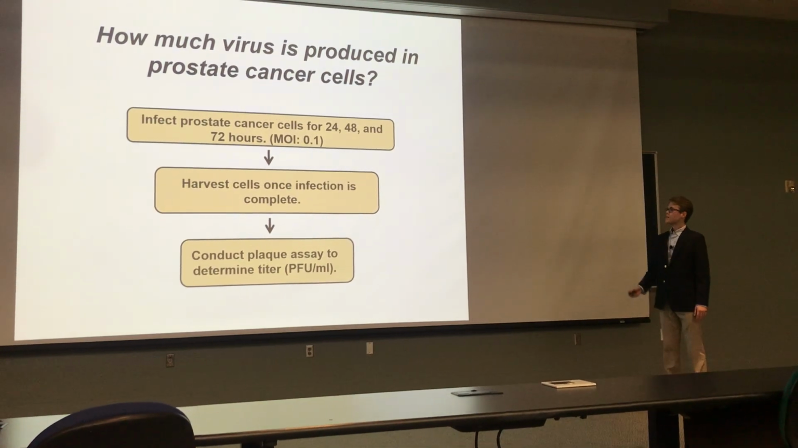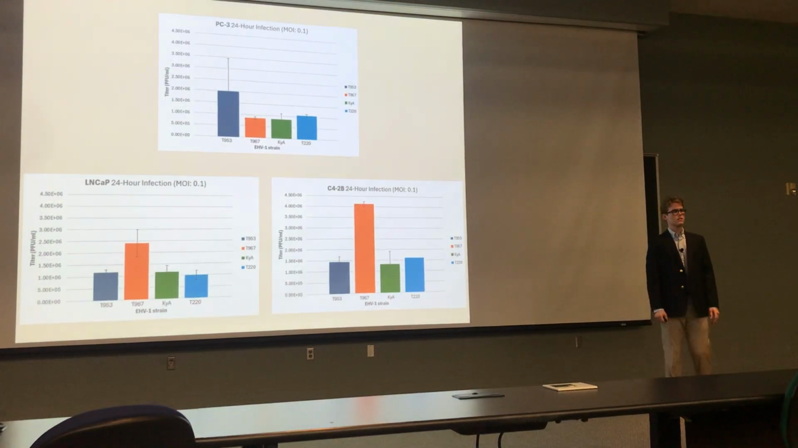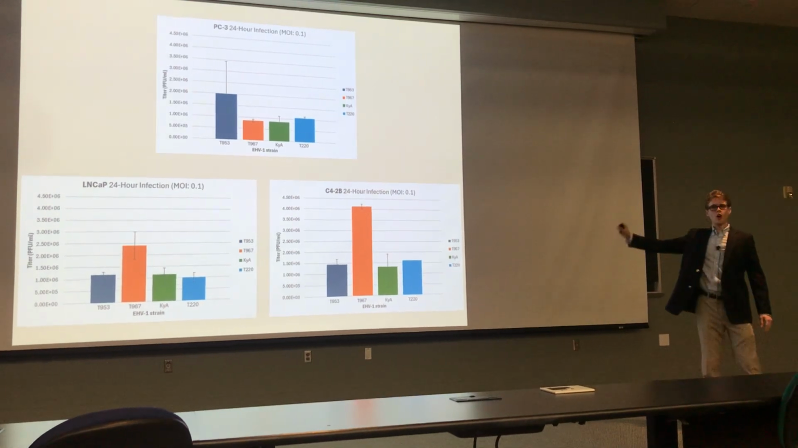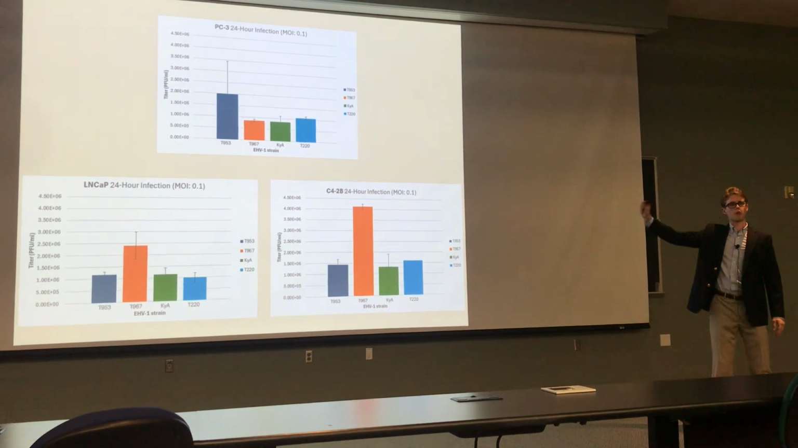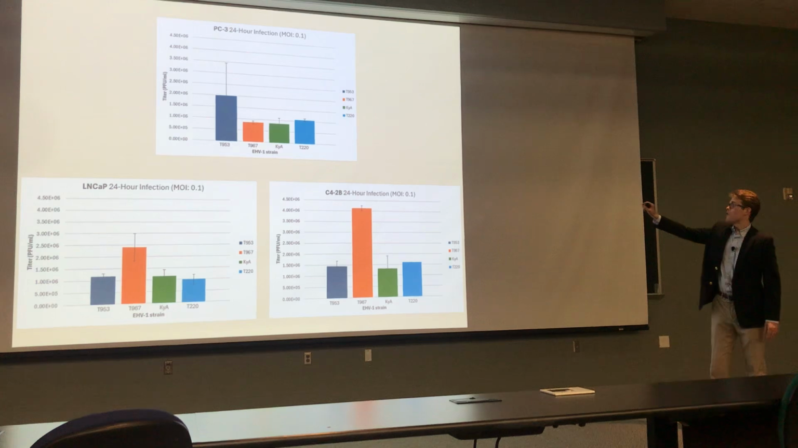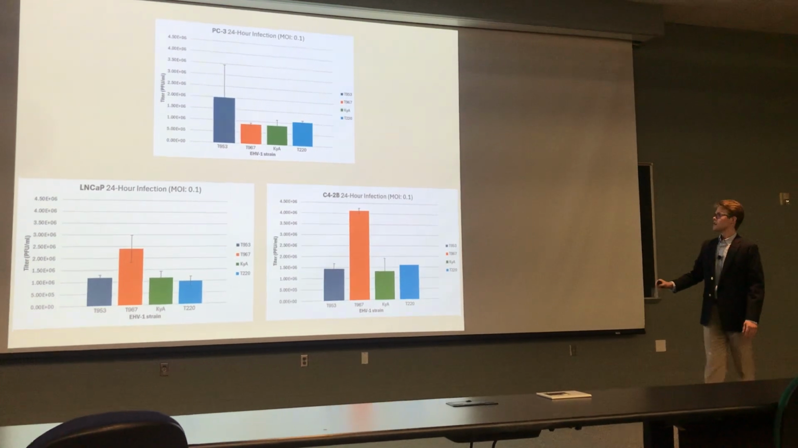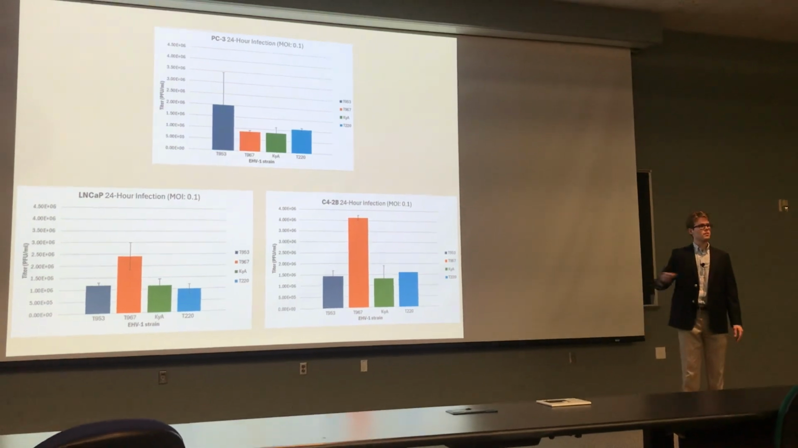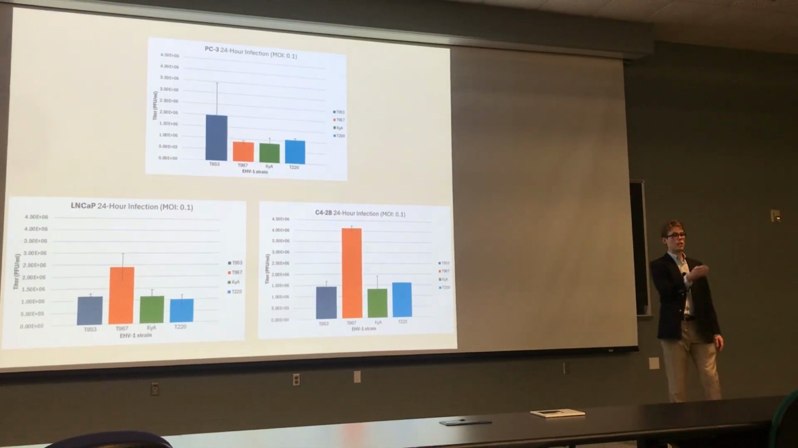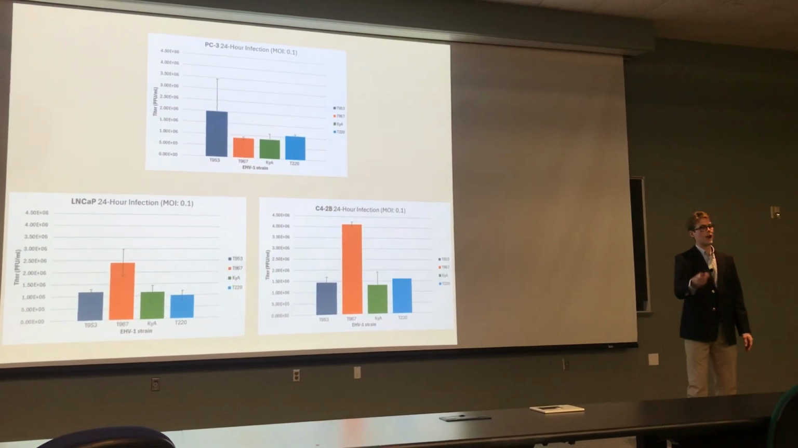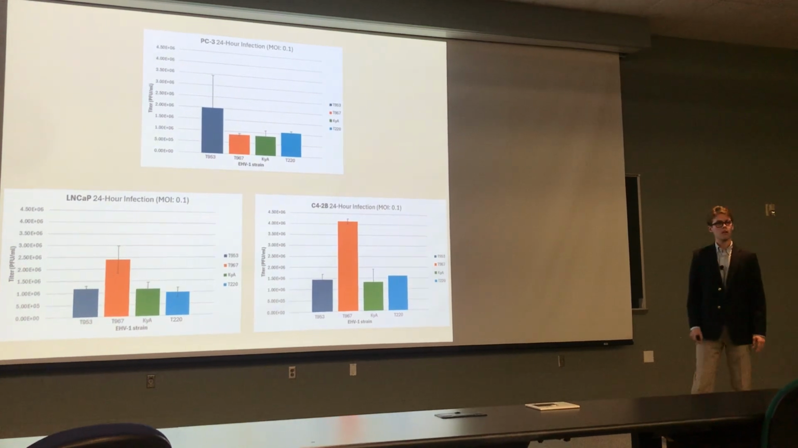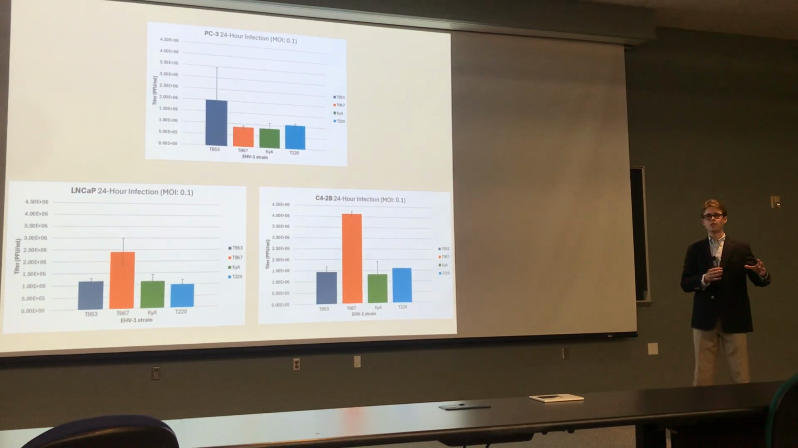Now, this is the answer to that question. What we see here are the averages of 3 biological replicates of 24-hour infections across all 3 cell lines. So in the top middle, we see the PC3 cell line, which actually serves as a good model for castration-resistant prostate cancer, which is the type of prostate cancer I mentioned earlier.